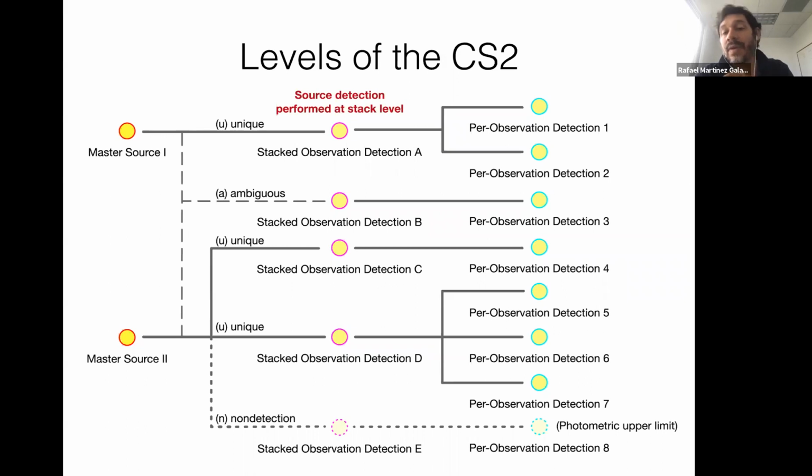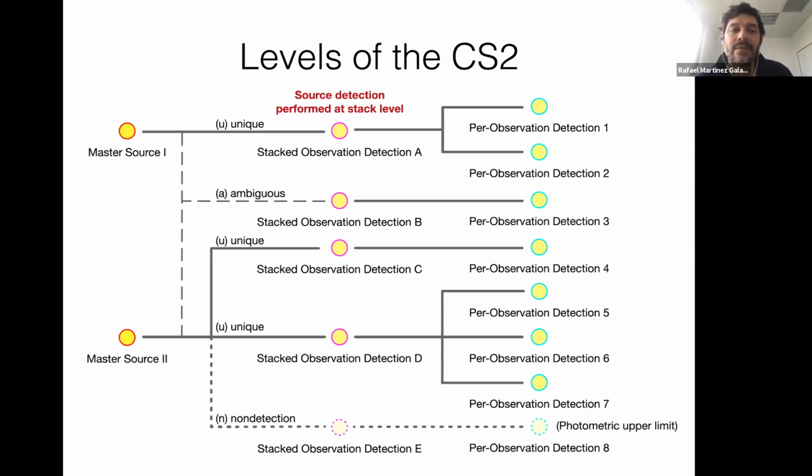But we also provide the properties of the per-observation detections. So if you're interested, for example, in looking at how the brightness of a particular source that has been observed several times changes over time, then you can go to the observation-level properties and see how the fluxes, hardness ratios, et cetera, have changed over time.